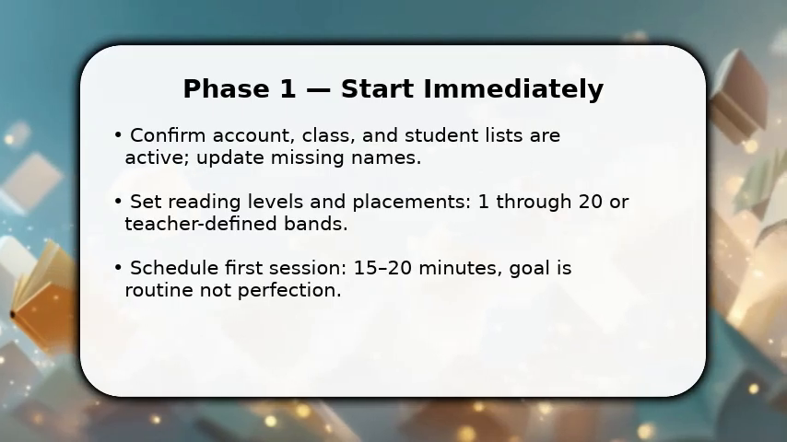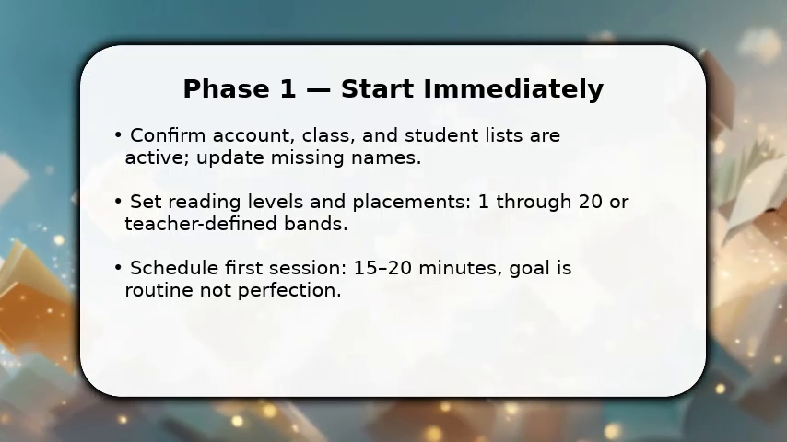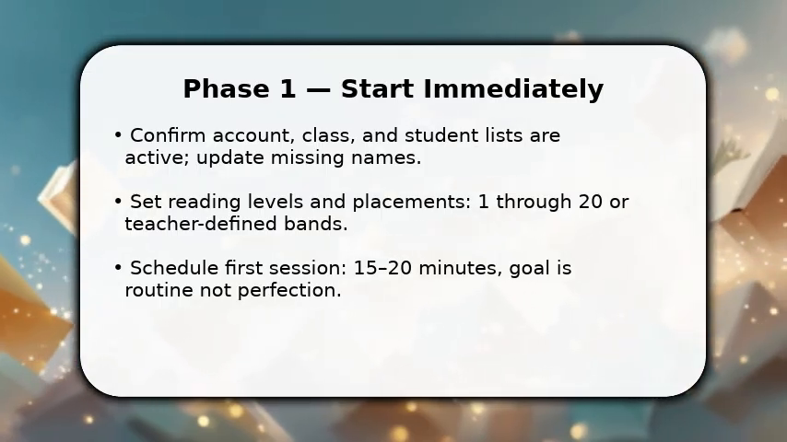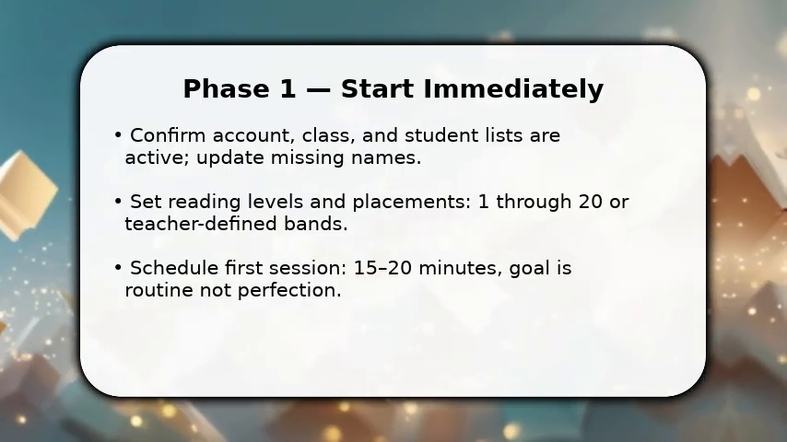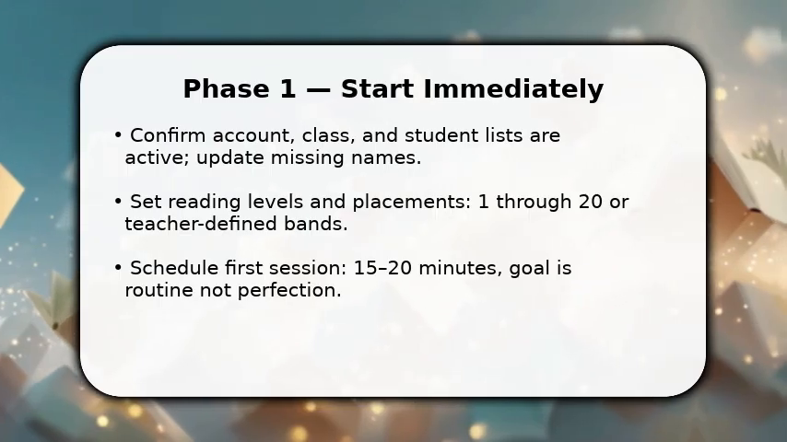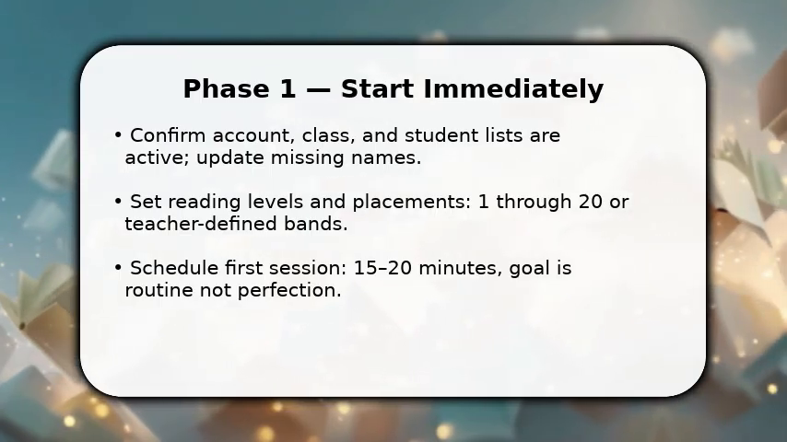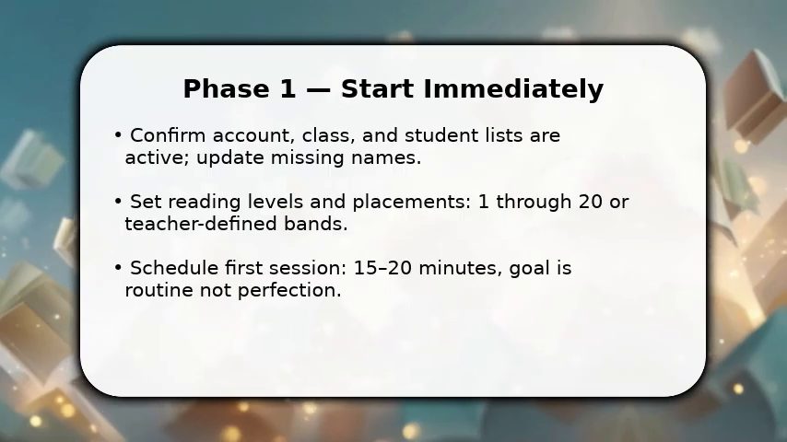You begin now by confirming core prerequisites, accounts, class lists, and reading levels. Once done, set placement so books match skill, not age. This avoids frustration. Next, schedule a 15 to 20-minute starter session and invite students, make clear expectations.